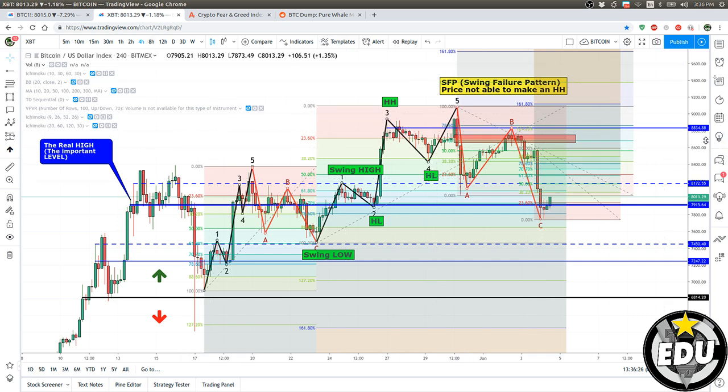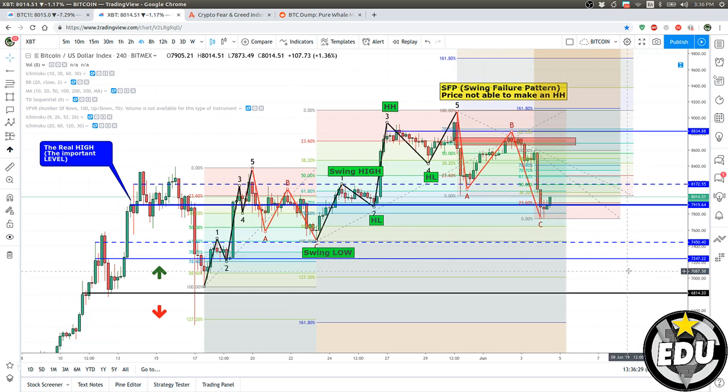But if you are able to spot some of the manipulation, as we did with the swing failure pattern here, as soon as this pump went up and got stopped out and crashed, the whales are there pushing the price down and liquidating all the longs trying to go long on this breakout. When that happens, we have to be smart and keep going short if that's the case.